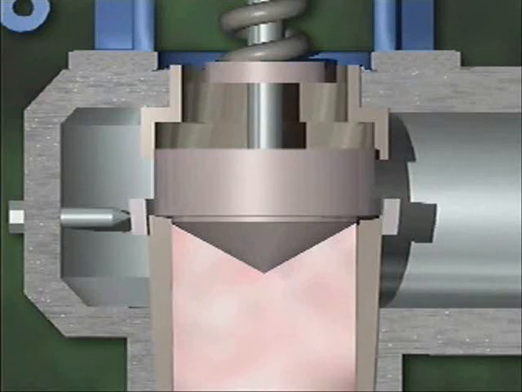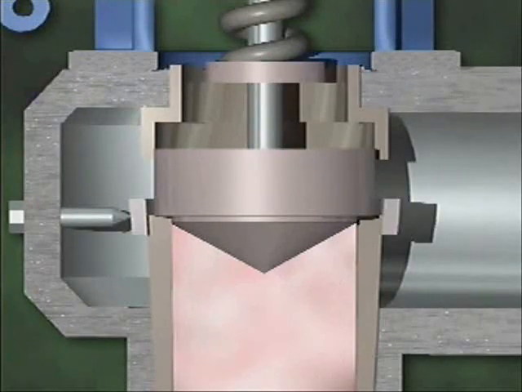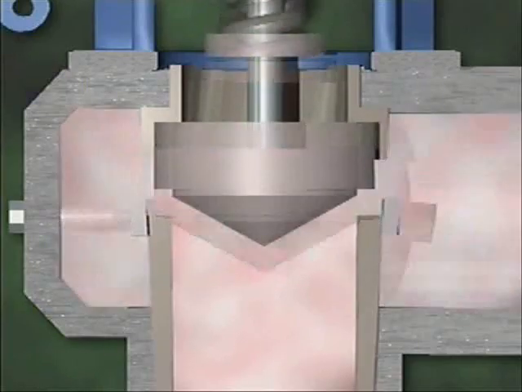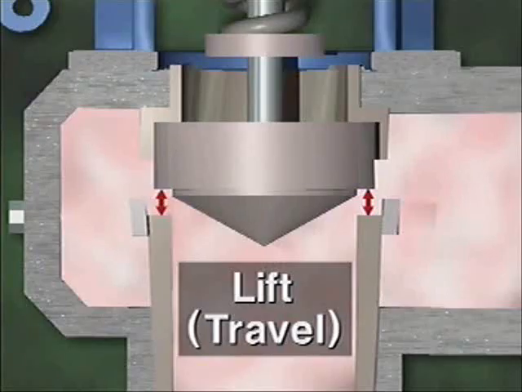When the disc is firmly in place against its seat, the valve is said to have positive seating. Positive seating is important because it keeps the valve from leaking fluid through the disc and seat. The distance that a valve disc moves from the closed position to the fully open position is referred to as the valve's lift or travel.